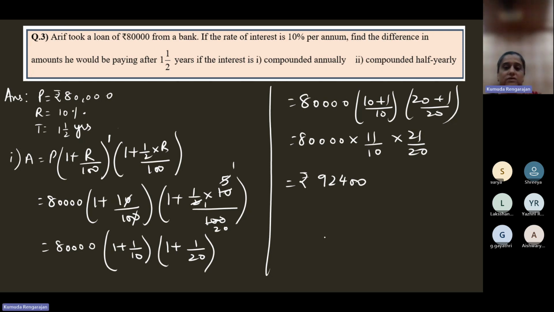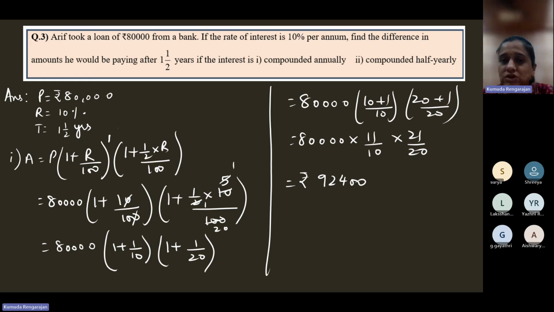So children, what have we calculated? We have found the amount that is to be returned by RF at the end of 1.5 years when the interest is compounded annually. He has taken 80,000 from the bank. After 1.5 years, he has to return 92,400 to the bank, where the interest is compounded annually. Now work the second case, children, when the interest is compounded half yearly.